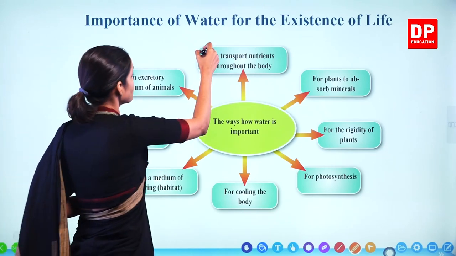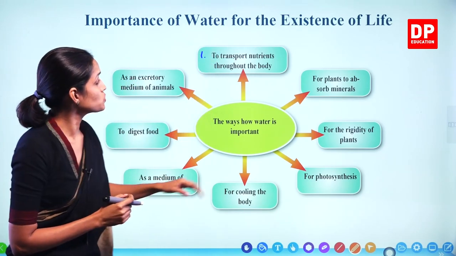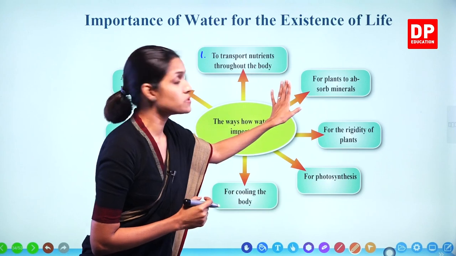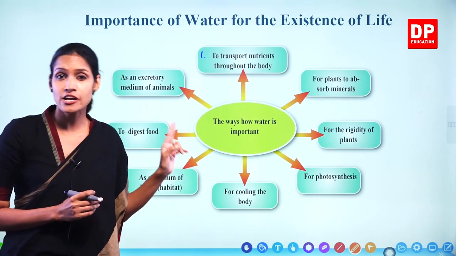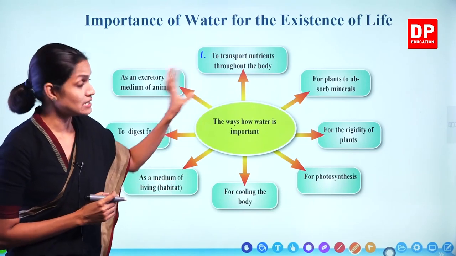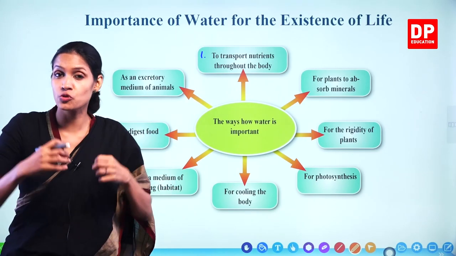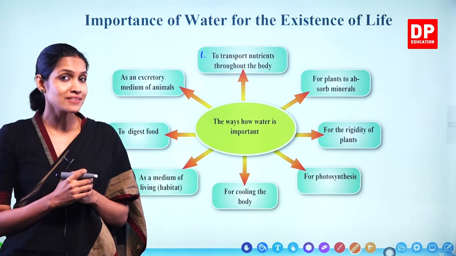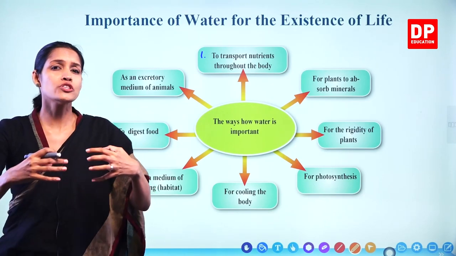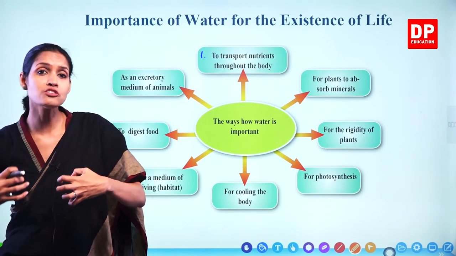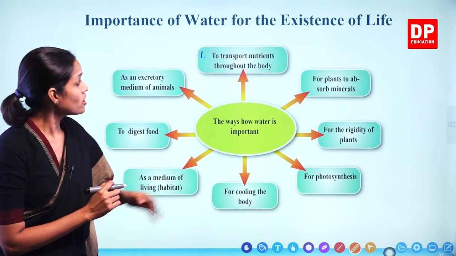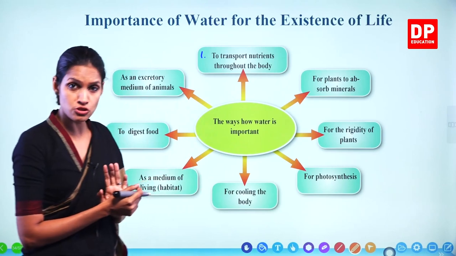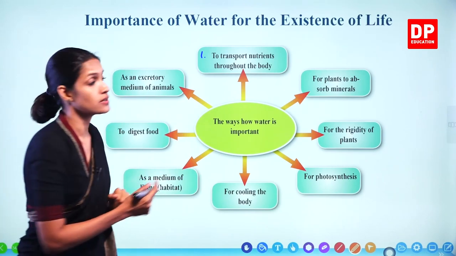That is number one. Okay, number two, for plants to absorb minerals. Now, do you remember in the first lesson under photosynthesis, we learned how root hair absorb the soil water, children? Understand? So along with soil water, minerals also enter the plant. Okay, therefore, for plants to absorb minerals also, water is very important.